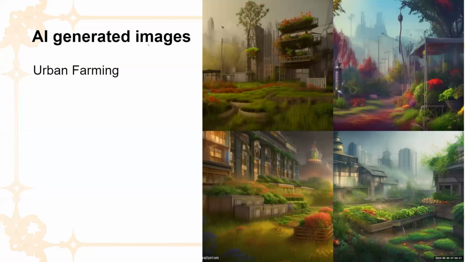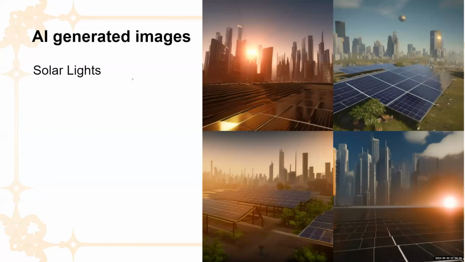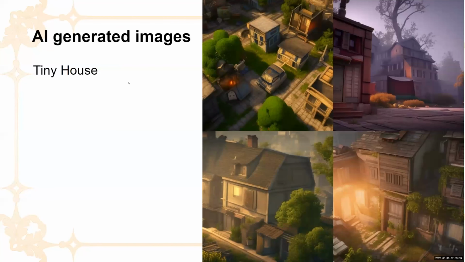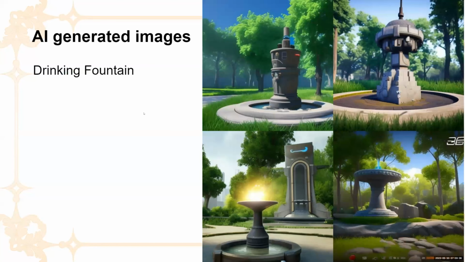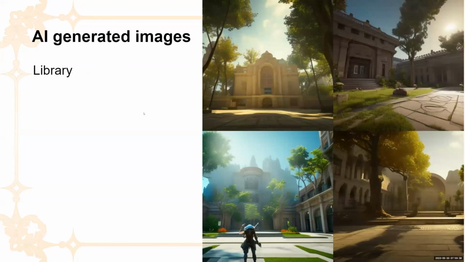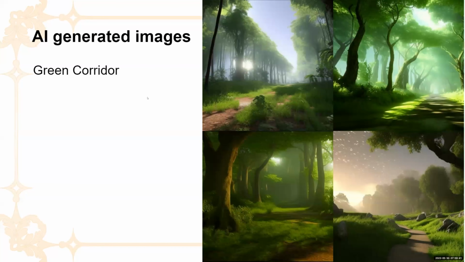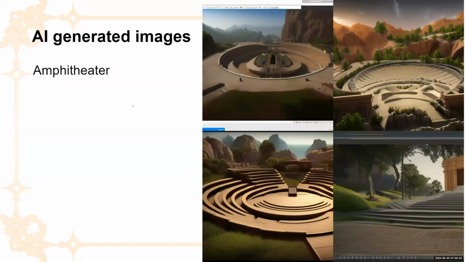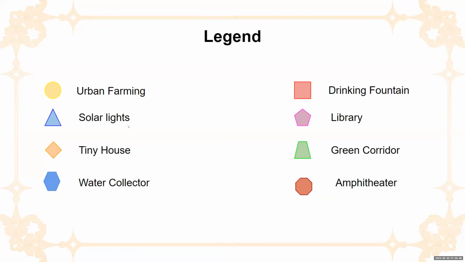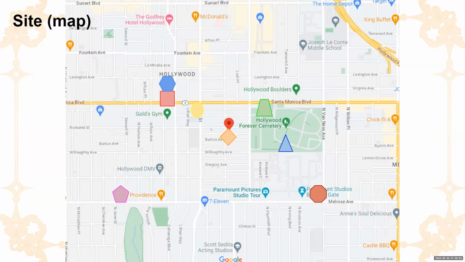Here are some AI-generated images. This is the urban farming. Here are the solar lights, a tiny house, a drinking fountain, a library, a green corridor, a water collector, and an amphitheater. And here's the legend of all those things. And here is a map of where I placed all of these.